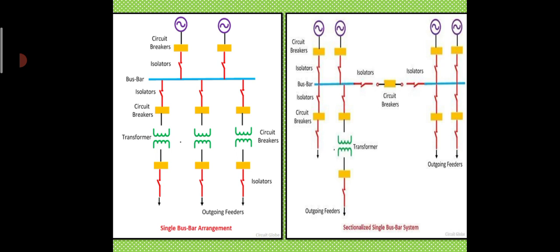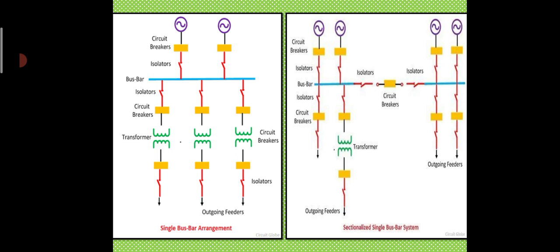Its advantages are that the operation of this system is simple, as in the case of the single bus bar. The maintenance cost of the system is low compared with the single bus bar. For maintenance or repair of the bus bar, only 1/2 of the bus bar is required to be de-energized, so complete shutdown of the bus bar is avoided. It is possible to utilize the bus bar potential for line relays.